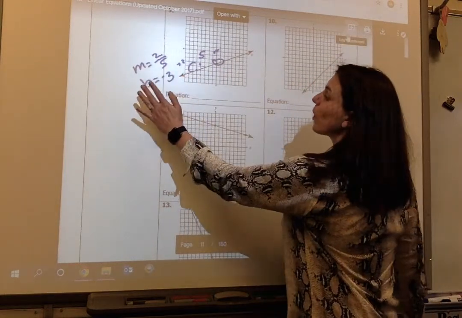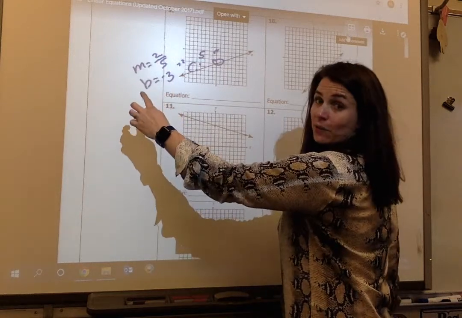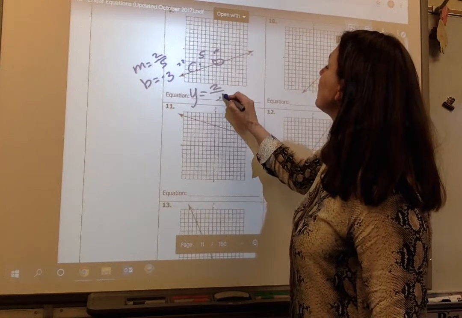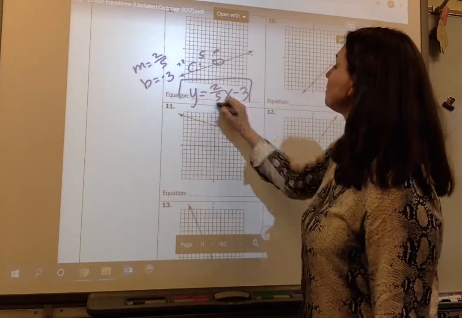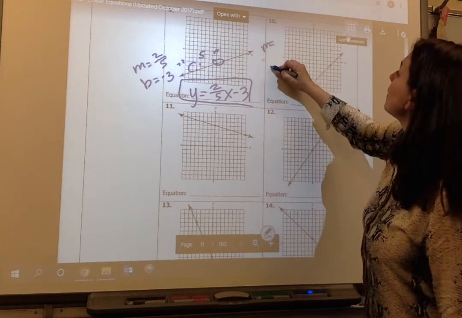So here I had to write it. I had to say, okay, my slope is 2/5. My beginning point's negative 3. Now that that's identified, I can say y equals 2/5 x minus 3. All right? So identify slope, identify beginning point.